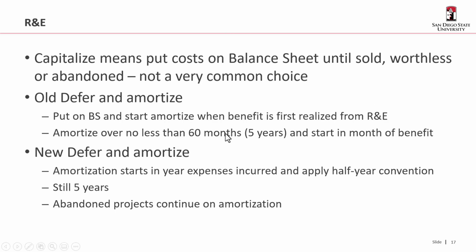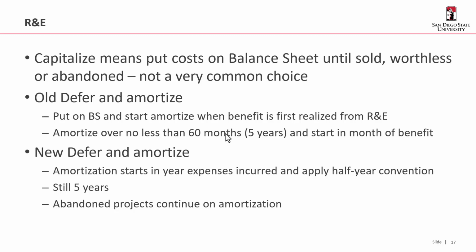So we want to spend a little time on these just so we understand. So capitalize means you put the cost on the balance sheet until sold, worthless, or abandoned. That was not a very common choice of taxpayers, though it did exist for sure. The old defer and amortize: put it on the balance sheet, and when you first start realizing a benefit from that R&E, so let's say you generate a patent, and then you start selling or manufacturing with that patent, then you would start amortizing it over a period no less than 5 years, starting in the month of benefit.